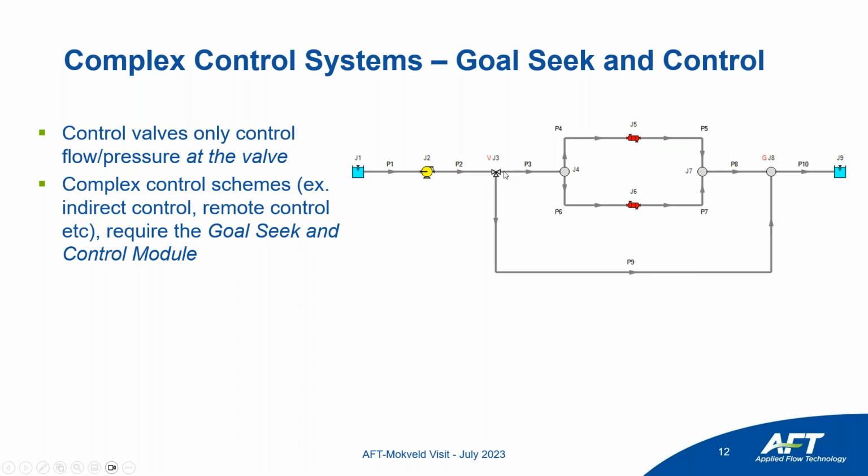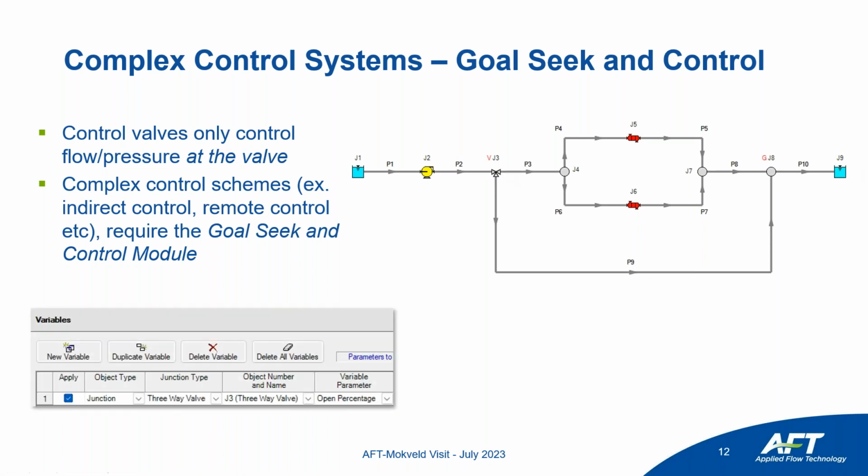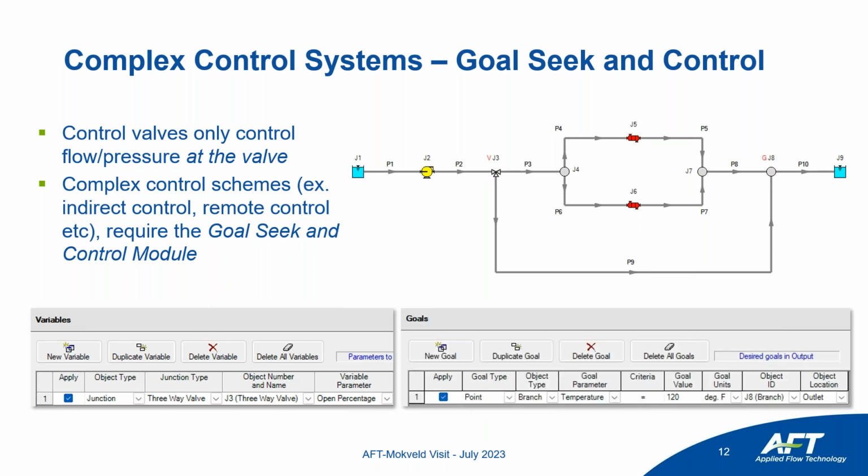So we can set our variable, which in this case might be the open percent of a three-way valve, again controlling how much flow is bypassing these heat exchangers. And we can set our goal as our final temperature. So there's a lot of flexibility. Again, this very simple example does not demonstrate the power of the goal seek and control module, but it's awareness that there are ways to model more complex control systems within the software.